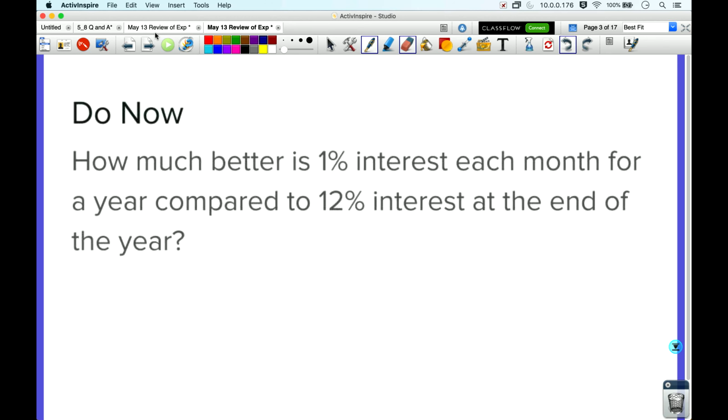How much better is 1% interest each month for a year compared to 12% interest at the end of the year? So the 1% is better because it allows compounding to happen. But can we say how much better it is? Well, let's remember how we write out this growth here.